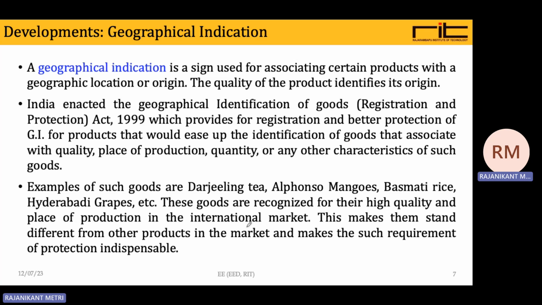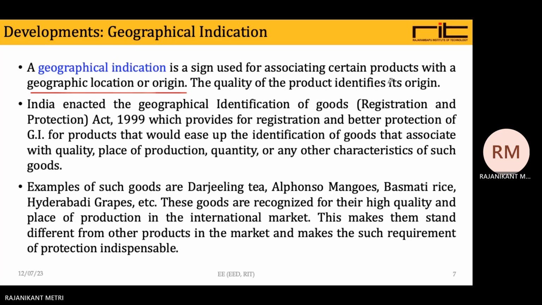Now, what are the developments in geographical indications? First, we'll revise that a geographical indication is a sign used for associating certain products with a geographic location or origin, and the quality of the product identifies its origin. There are a lot of examples we have discussed. One simple example is oranges from Nagpur, or chappals from Kolhapur, chadars from Solapur, or Alfonso mangoes, or basmati rice, Hyderabadi grapes. So these are some examples.